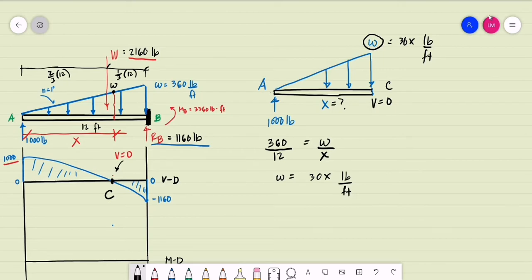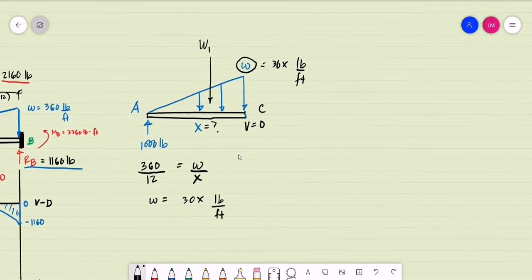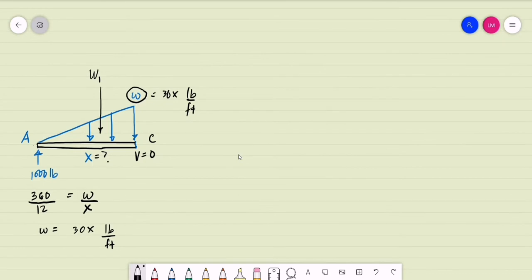So all we have to do is find the equivalent single force of this varying load. Let's say this is the W sub 1 this time. How do we compute for the equivalent of W sub 1? That is basically equal to the area of this triangular loading. That is 1/2. What is our base? That is x. What is the height? The height is 30 times x. So the equivalent of W sub 1 is basically equal to 15x squared.